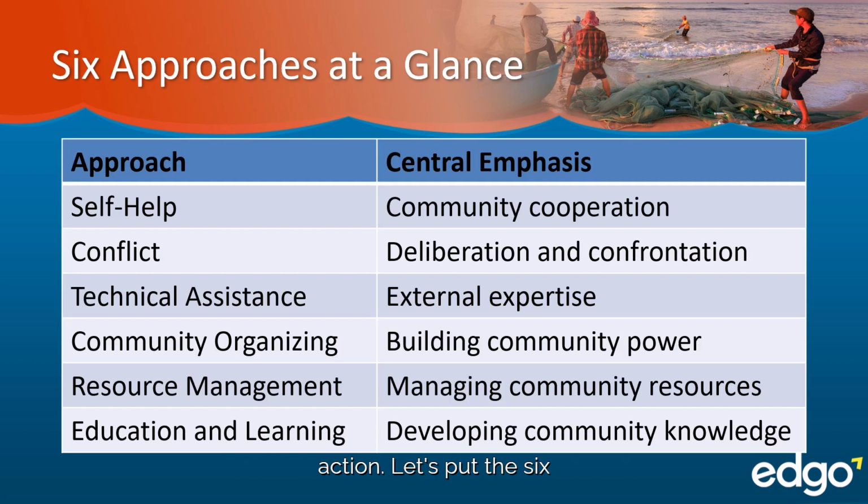Let's put the 6 approaches together. The self-help approach emphasizes community cooperation. The conflict approach emphasizes deliberation and confrontation. The technical assistance approach uses external expertise. Community organizing focuses on building community power.